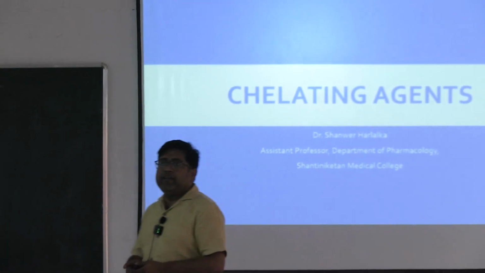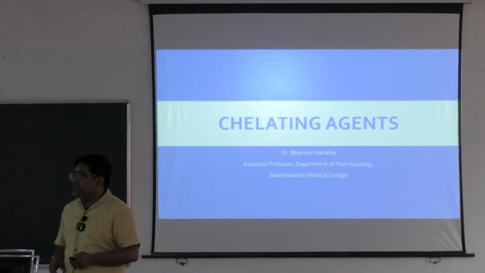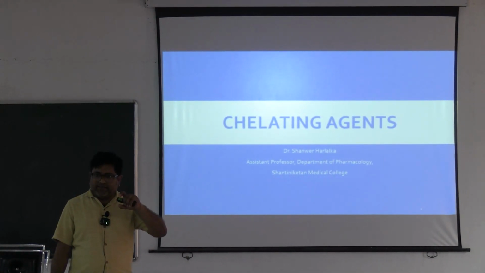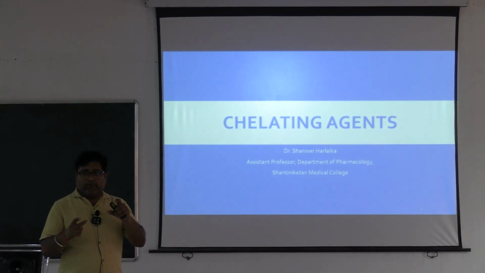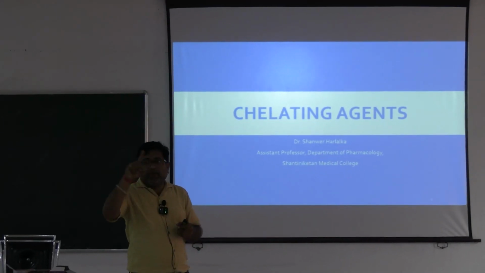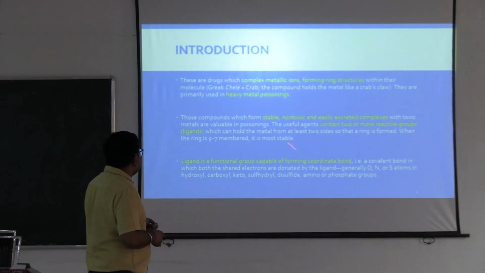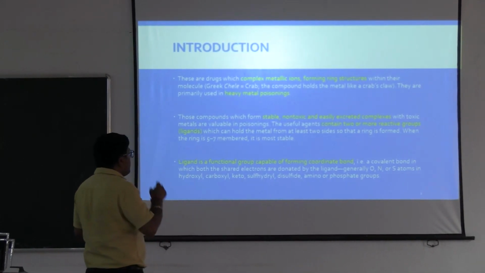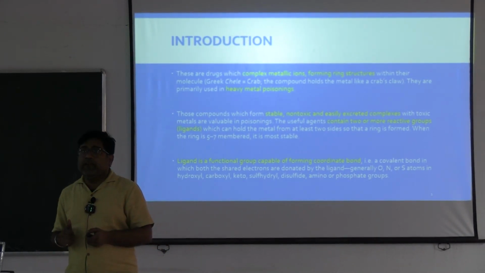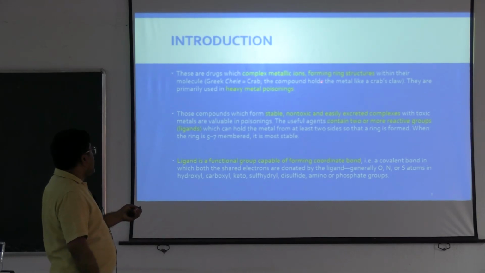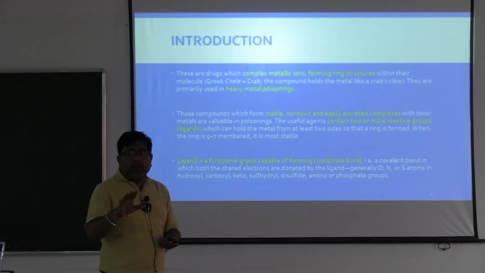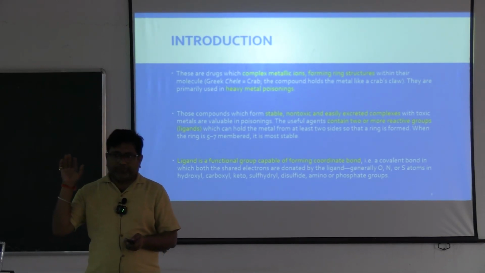the second topic is chelating agents. Chelating agents are basically drugs that chelate, that get hold of metal ions, like a crab holding with two claws. It forms a stable ring-like structure. So these are drugs which complex metallic ions, forming a ring-like structure within their molecule. The word comes from the Greek word meaning a crab's claw. They are primarily used for heavy metal poisoning.